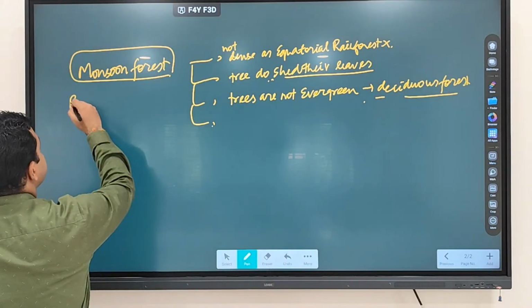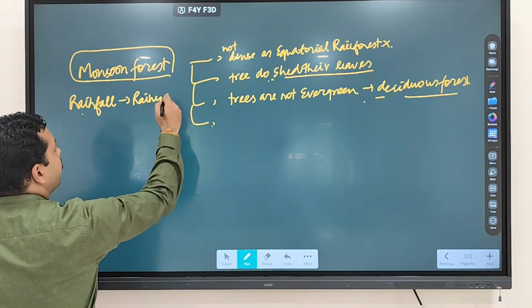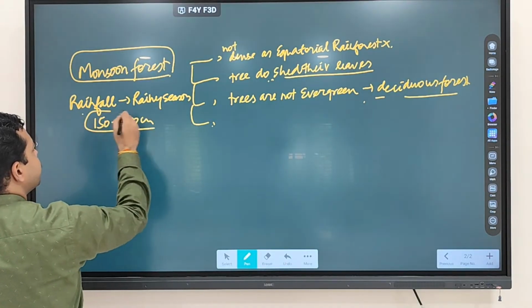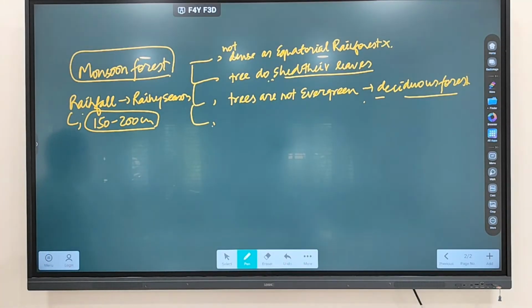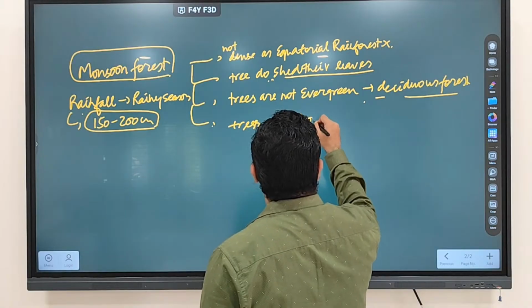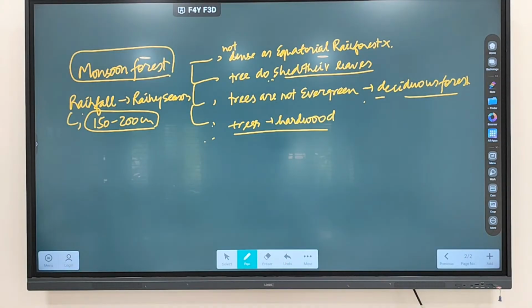Rainfall, as we discussed, most of the rainfall happens in which season? Rainy season. You will find rainfall abundant in this period, around 150 to 200 centimeters. As a result, trees are going to be what? Trees are going to be hardwood in nature. This is what you're finding.